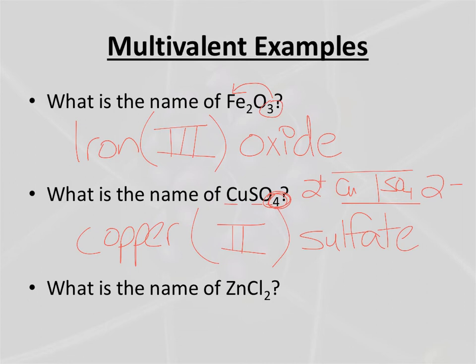Last but not least, ZnCl2. Zn is zinc. Even though it's located in the middle, it's one of the exceptions that never needs a Roman numeral, so I don't have to worry about that. So zinc, and then change the ending on the second element to IDE, so zinc chloride.